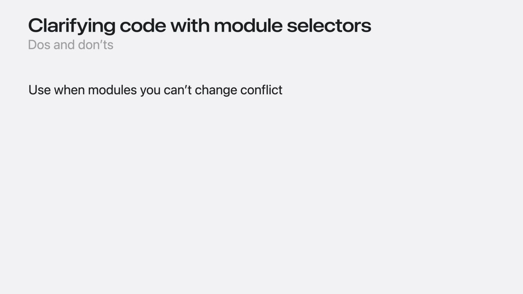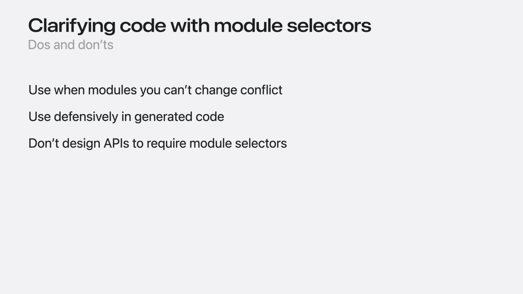Now, module selectors are super useful when there's a conflict between two modules you don't control. Like if SwiftUI and the database package you're using both have a type called View, a module selector can really save you some trouble. It can also be a good idea to use them defensively in macro expansions and other automatically generated code, since you don't know what else might have been imported into the project.